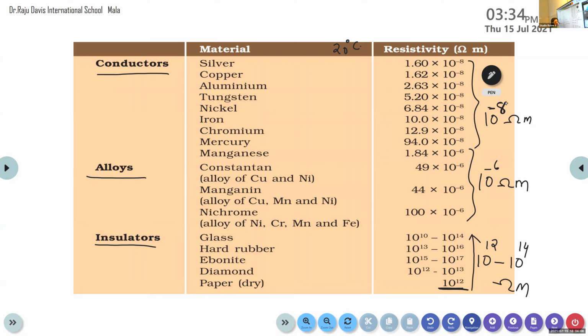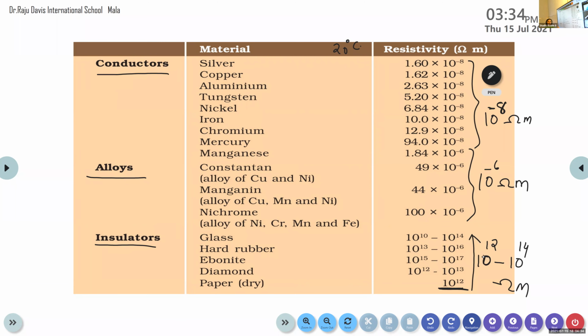Something value. But here the range for insulators is 10 raised to 12 to 10 raised to 14. Okay, so from this table we can say the large resistivity is possessed by the insulators, materials like glass, hard rubber, ebonite rod, diamond and paper. That is, they do not allow electricity to pass through them. They offer a higher resistance.